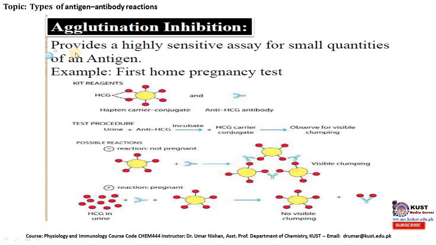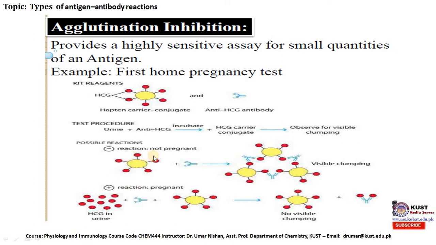Agglutination inhibition provides a highly sensitive assay for small quantities of an antigen. Example: the home pregnancy test kit. Reagents: HCG and anti-HCG antibody, hapten carrier conjugate. Test procedure: urine plus anti-HCG, incubate, plus HCG carrier conjugate, observe for visible clumping. Possible reactions: reaction, not pregnant; positive reaction, pregnant.